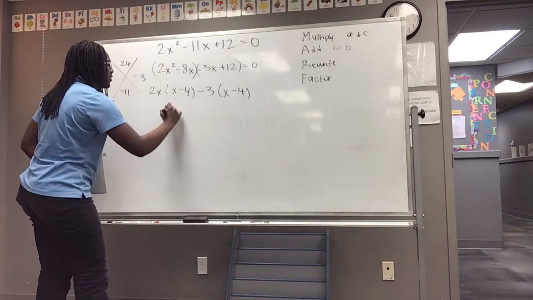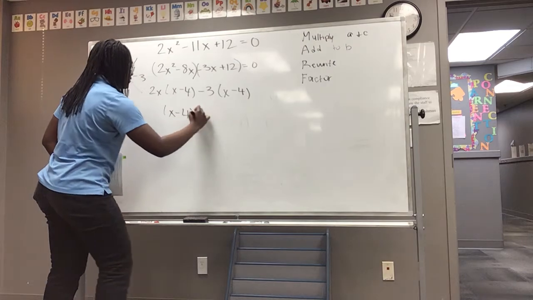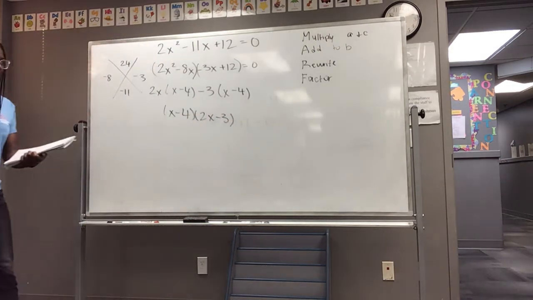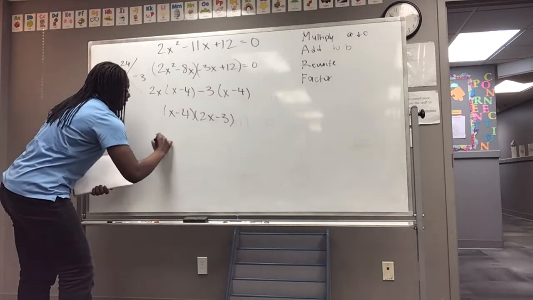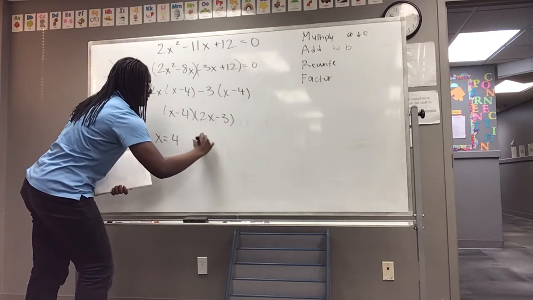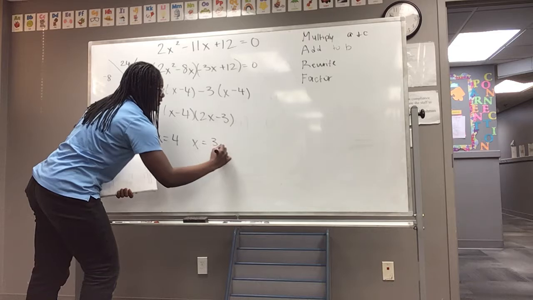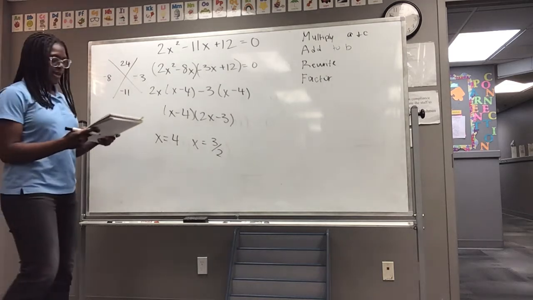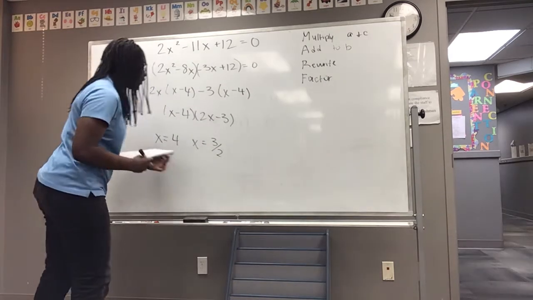So my two factors are x minus 4 and then 2x minus 3. I'll set those equal to 0, and you should get x equals 4 and x equals 3 over 2. Okay. I'm going to give you guys one more of these.